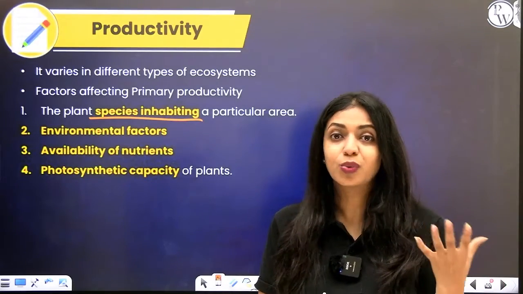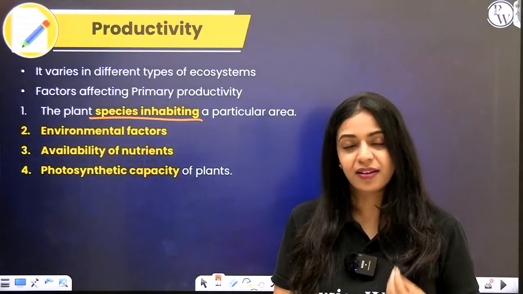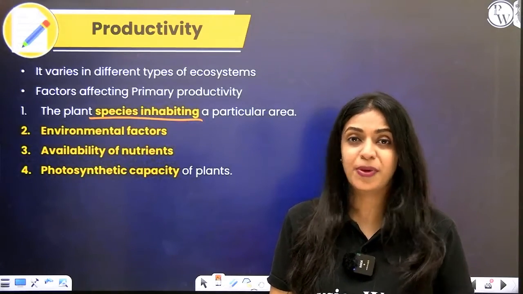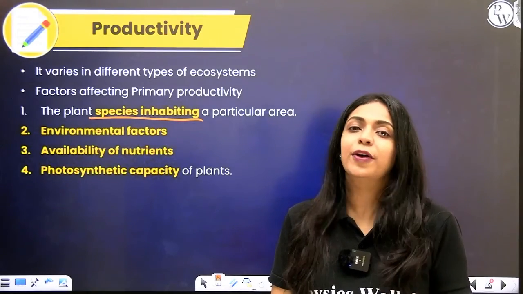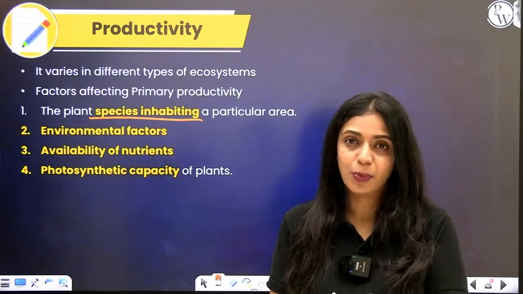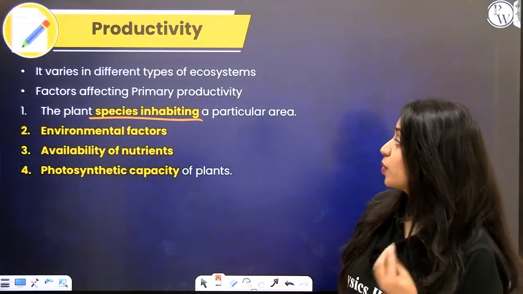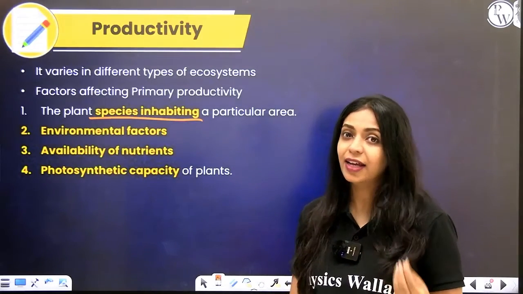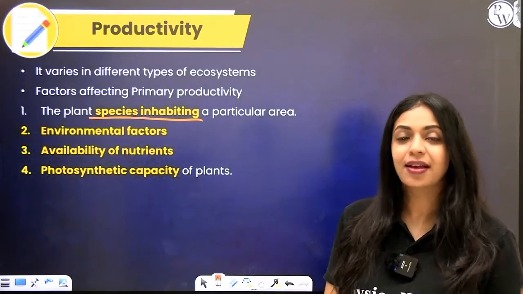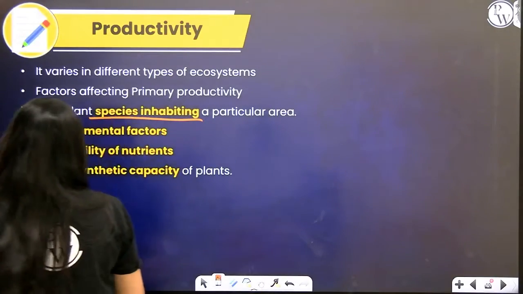So it depends on what kind of plants are present in that area. Because in primary productivity, we're talking specifically about plants: how much biomass there is, and at what rate the biomass is being produced by the plants, right? So it depends very clearly on what the plant species are that are present in that particular ecosystem.